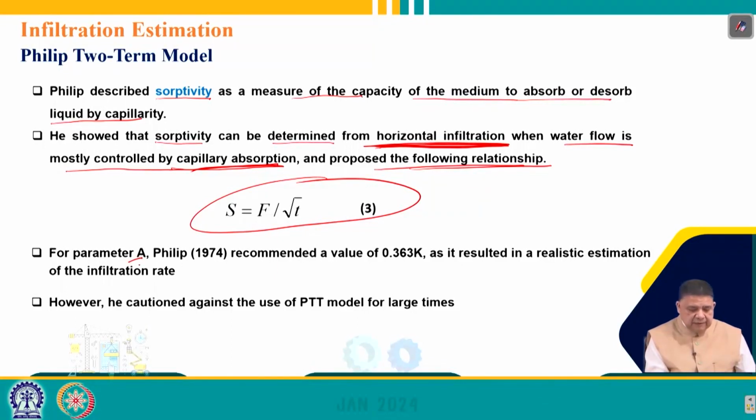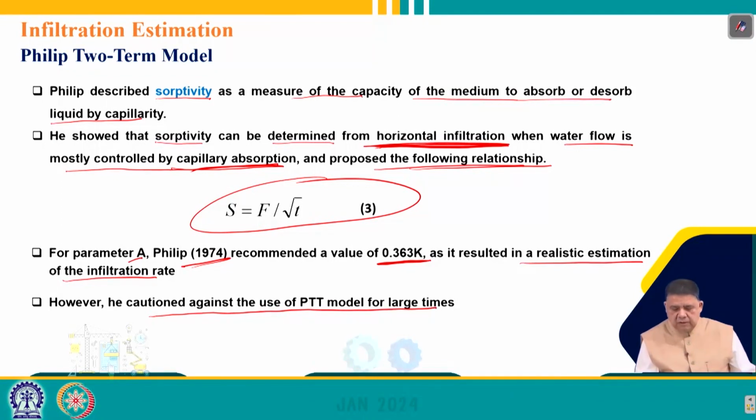For parameter A, Philip in 1974 recommended a value of 0.6363 K as it resulted in a realistic estimation of infiltration rate. However, he cautioned against the use of the PTT model for large time. So, that means if you want to use a model for a longer period of time, then the Philip two-term model probably is not a good one, but for a short period it does well.